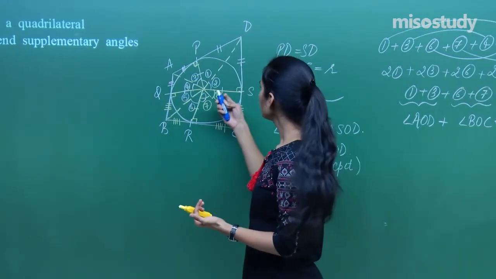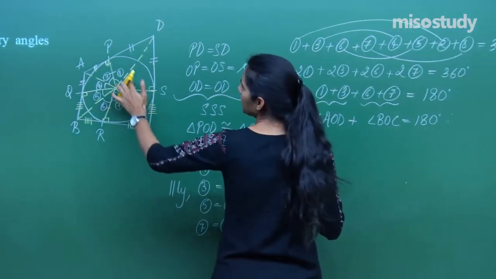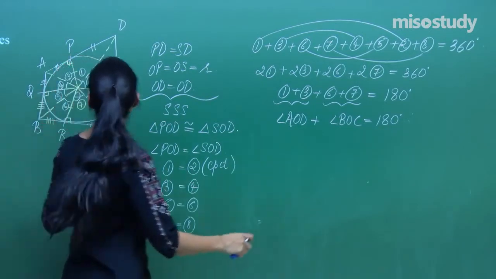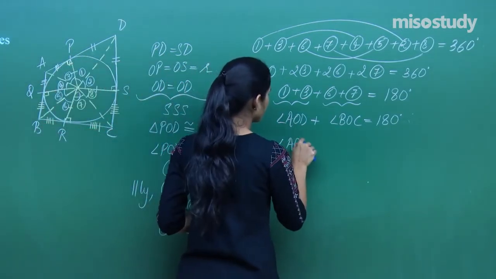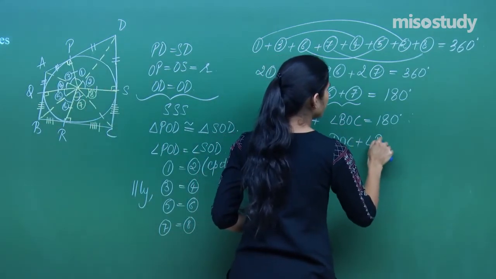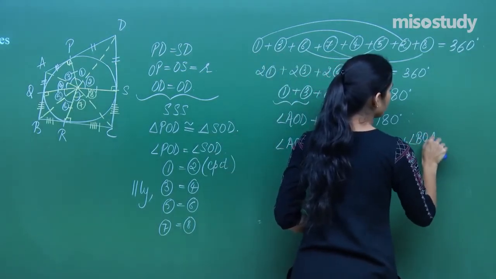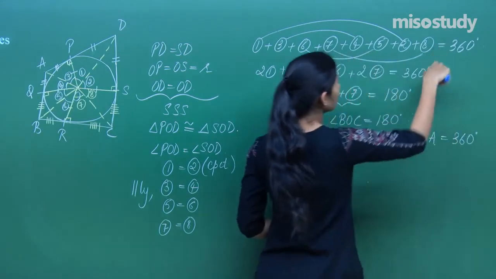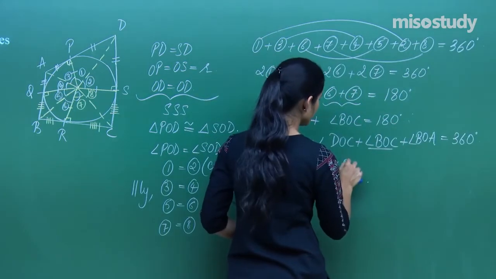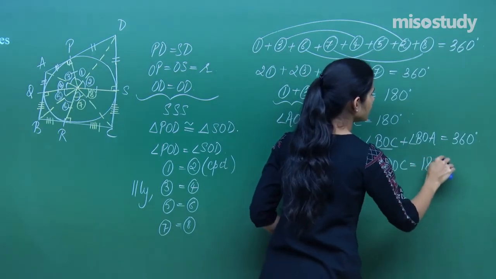Exactly in the same fashion, you can show that the sum of the other two angles is also 180. How? Because you know that this complete is 360. If these two angles are 180, you know that angle AOD plus angle DOC plus angle BOC plus angle BOA is 360. Angle around a point is 360. So AOD plus BOC is 180. So BOA plus DOC is 360 minus 180, which is 180.